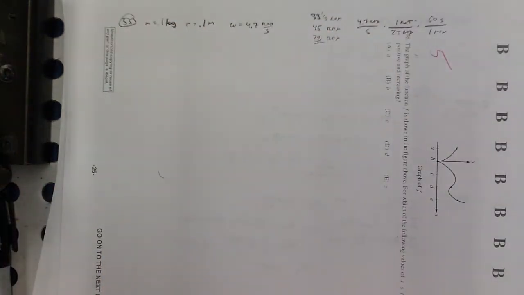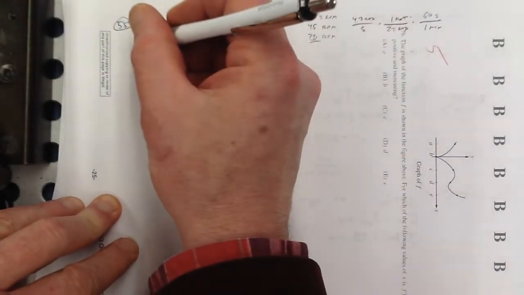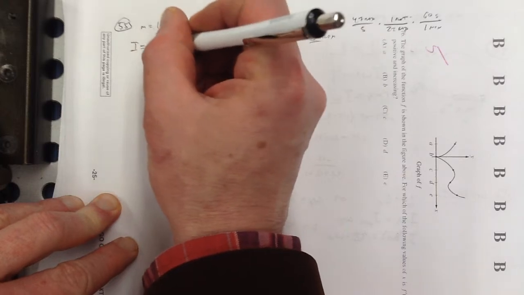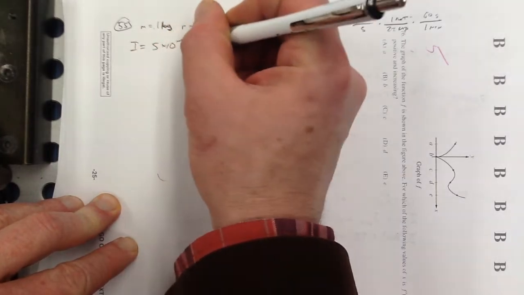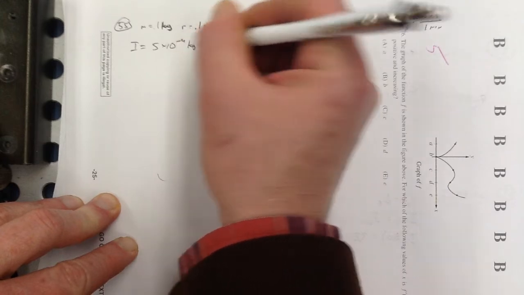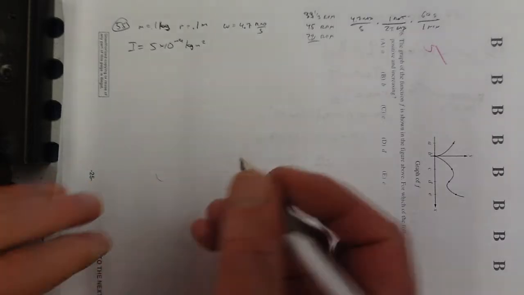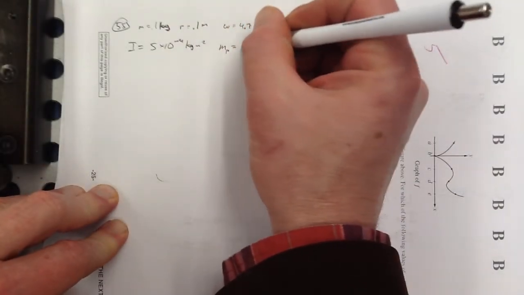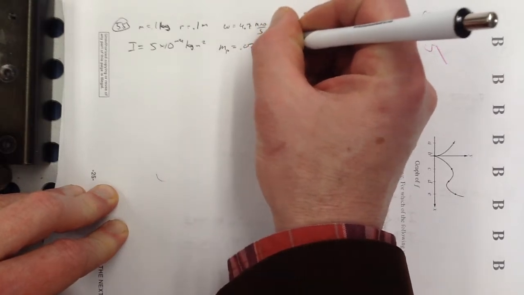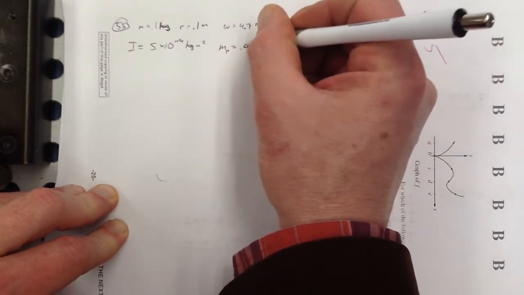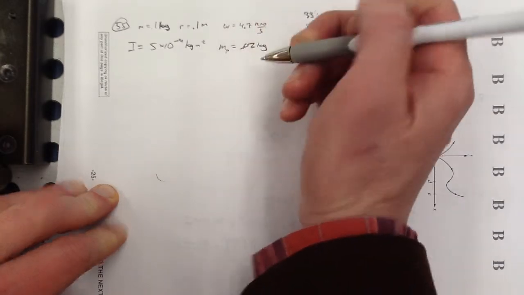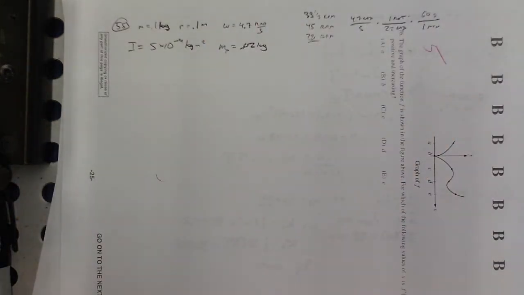Let's get back to physics. The rotational inertia of a record is about 5 times 10 to the negative 4th kilogram meters squared. A wad of wet putty of mass 0.02 kilograms, 20 grams of wet putty, drops vertically onto the record from above and sticks to the edge of the record. What's the angular speed of the record immediately after the putty sticks to it?